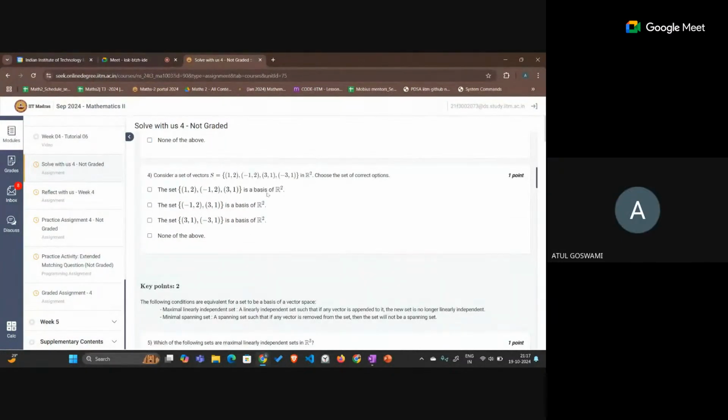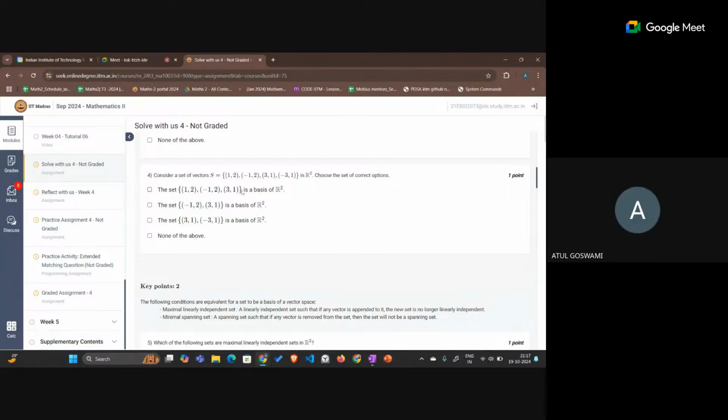The fourth option is saying these are the choose a set of correct options. Tell me which option is true. What about the first one? And first one, do we need to solve this? No, sir.